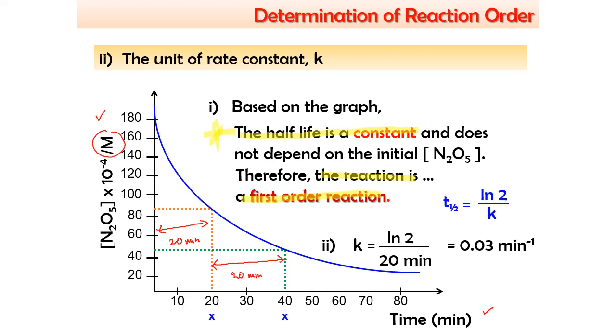And then you can use this formula. Okay, since you already know that it is first order, so you can use formula half-life for first order, which is half-life is equals to ln 2 over k. Okay, so rearrange them to find rate constant k. Kamu akan dapat this value.